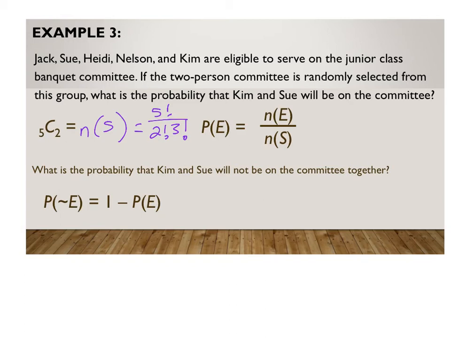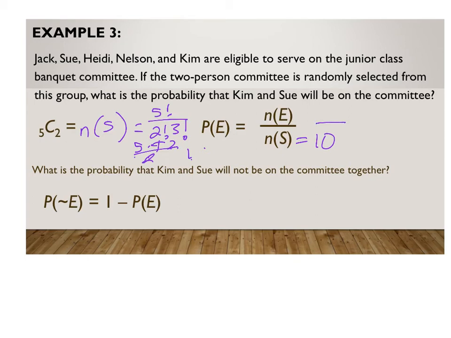So let's say I can crop everything off below 3. So I have 5 times 4 over 2 times 1. So that becomes 2. 5 times 2 is 10. So my bottom number is 10.